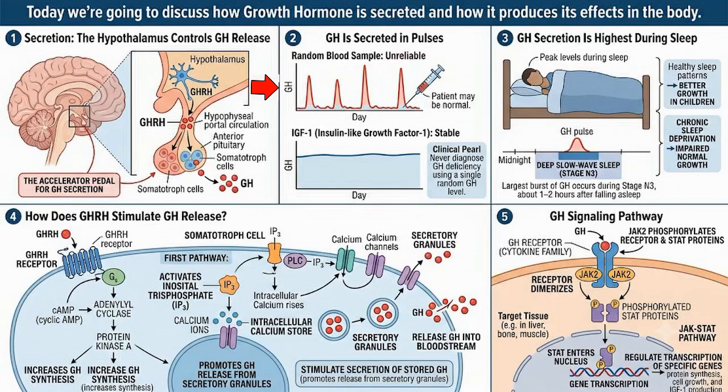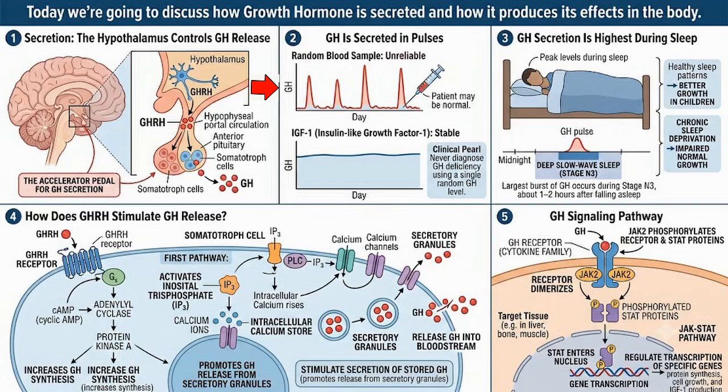Why is pulsatile secretion important? Suppose a physician draws a blood sample between two pulses. The laboratory result may show GH equals very low. Does this automatically mean the patient has GH deficiency? No. The sample may simply have been taken between two normal pulses. This is why a random GH measurement is unreliable.